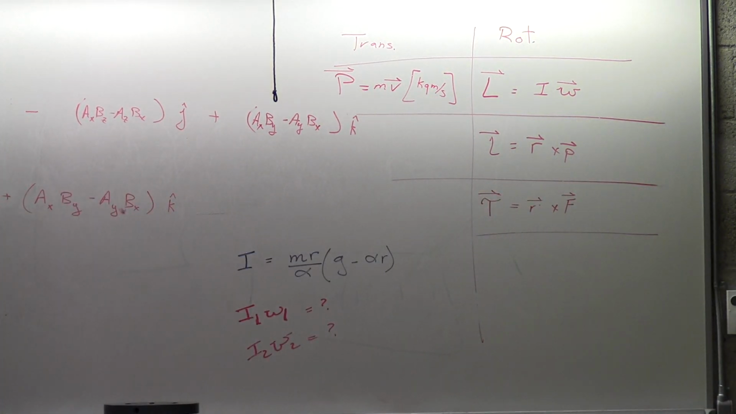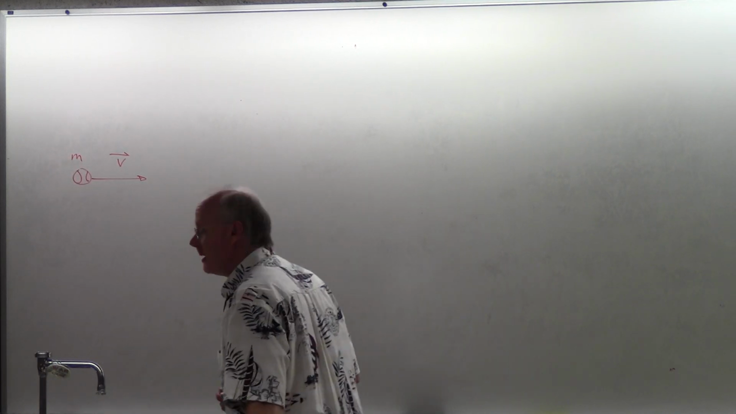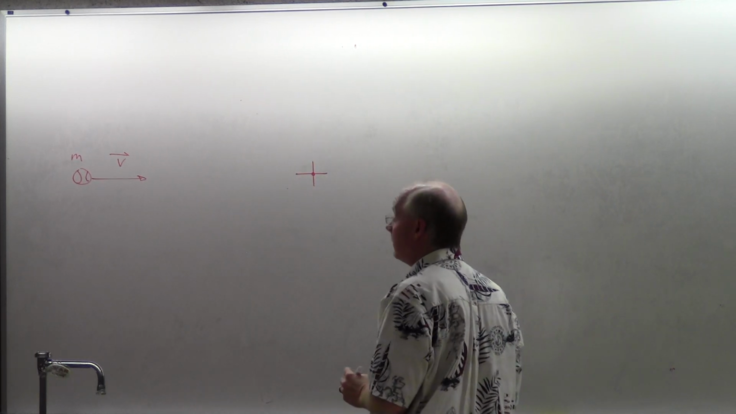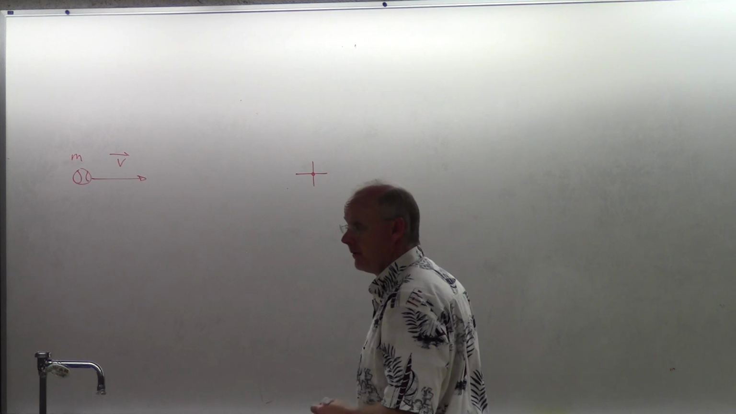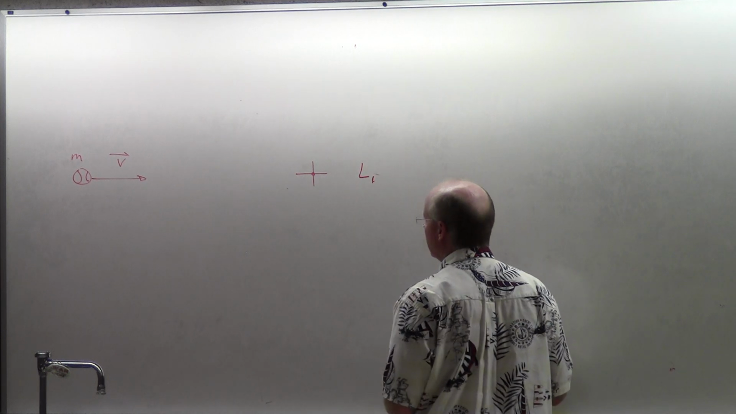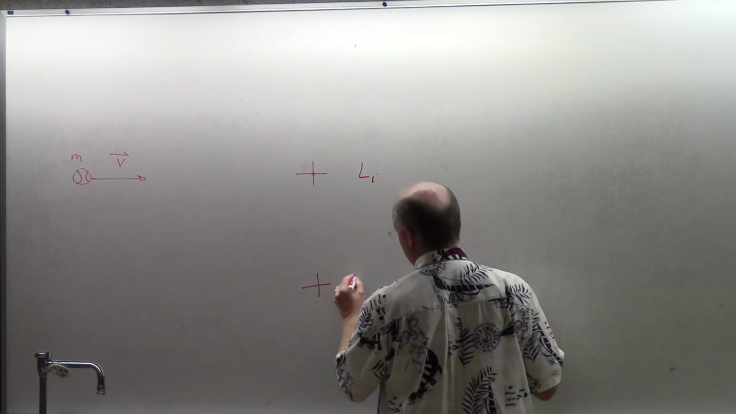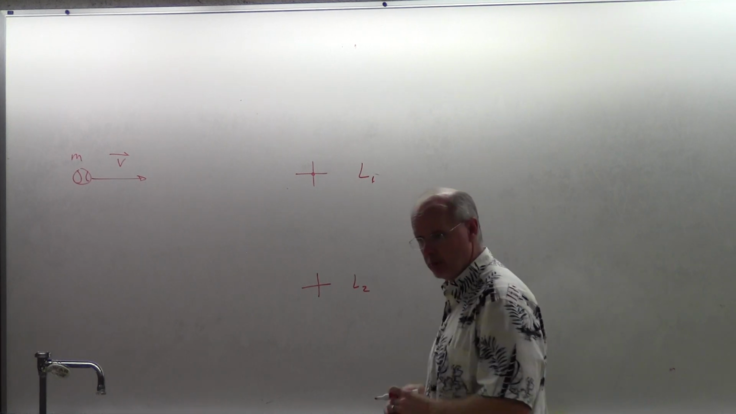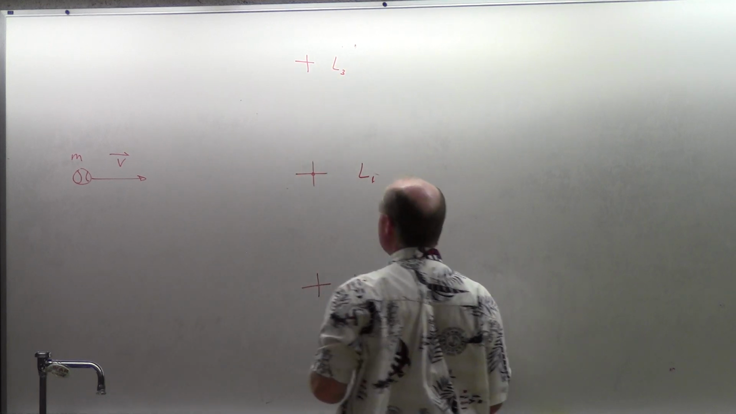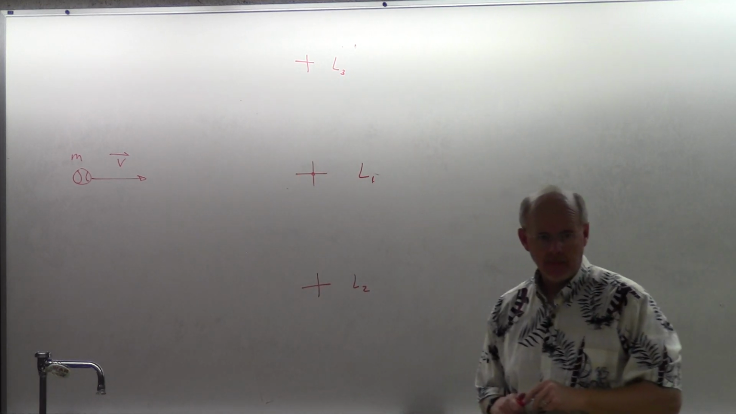So, let me draw three scenarios. Let me take that same object and put it more in the center of the board. Here's M, here's V. Let me put the origin right there. I will call this angular momentum number 1. But what if the origin was down here? Angular momentum number 2. What if the origin was up here? Angular momentum number 3. Okay?